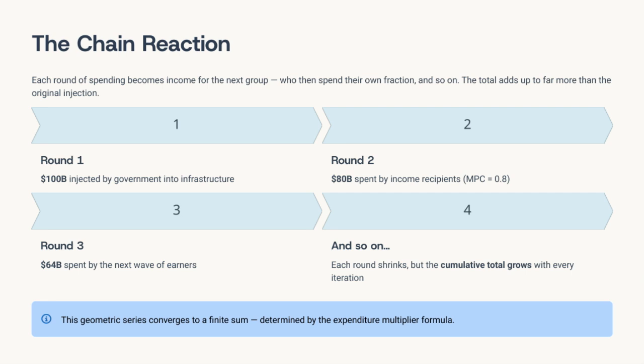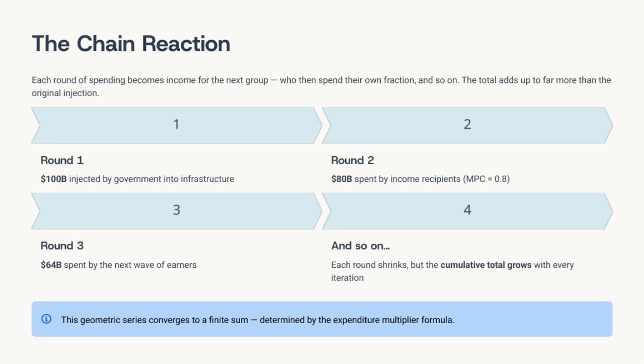Each round of spending becomes income for the next group. That next group then spends their own fraction, which continues the cycle. Over time, this process adds up to far more than the original investment, making the total impact much larger.